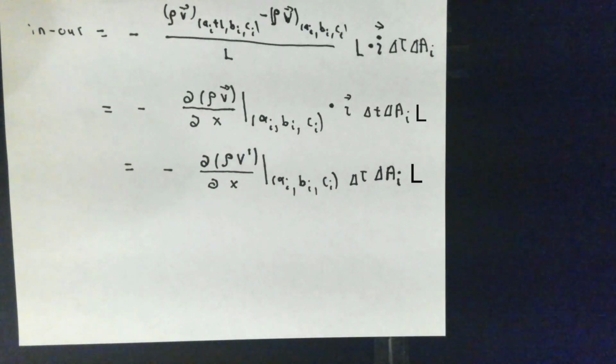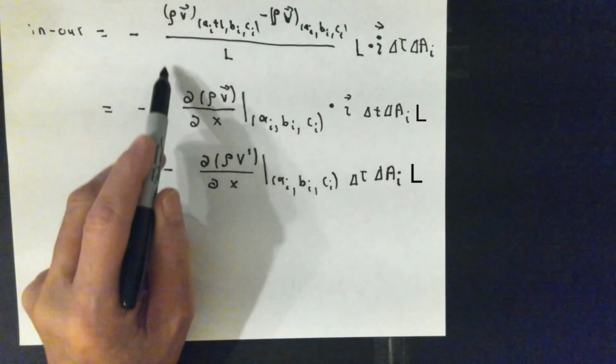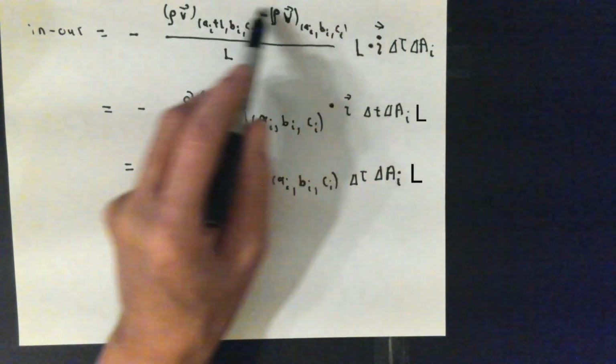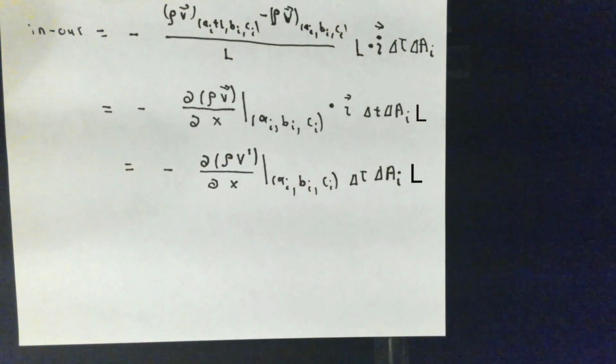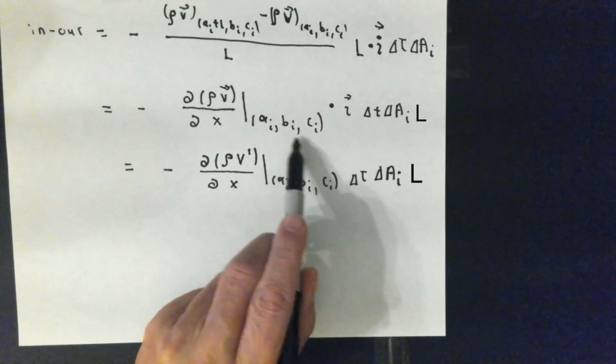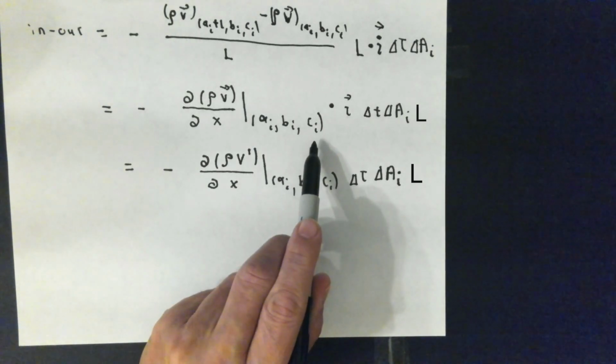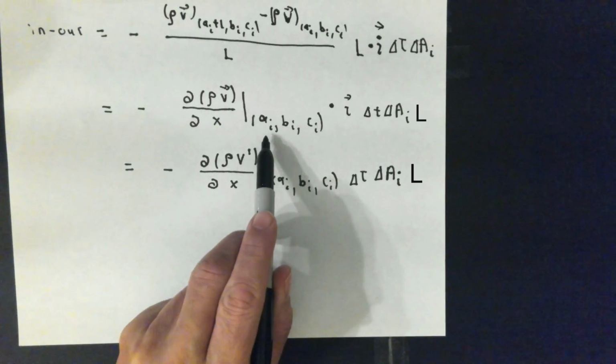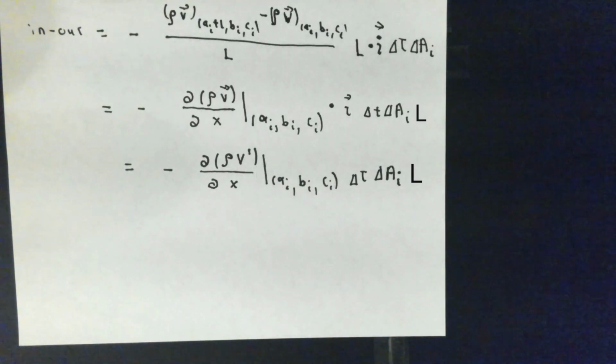more amenable to saying that by the mean value theorem, this fraction is a value of the partial derivative with respect to x of rho times the velocity. It is that partial derivative evaluated at y equals bi, z equals ci, and x equals alpha i, where alpha i is some number between a and a plus L.